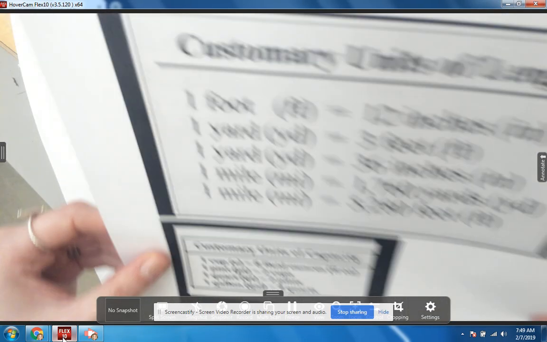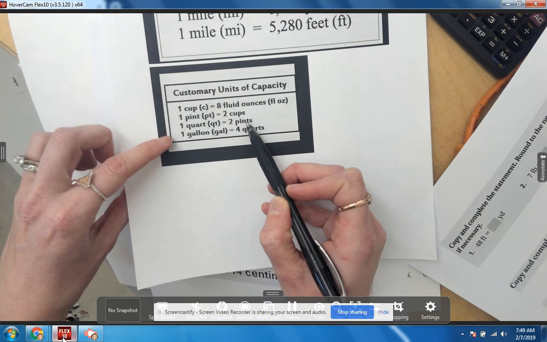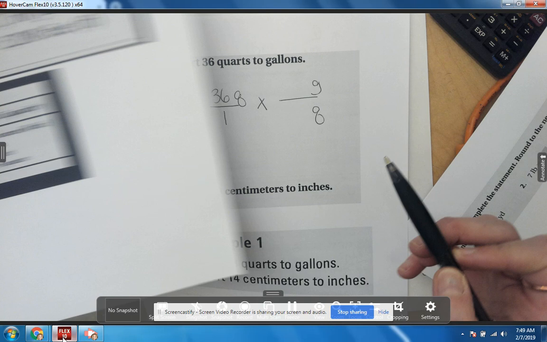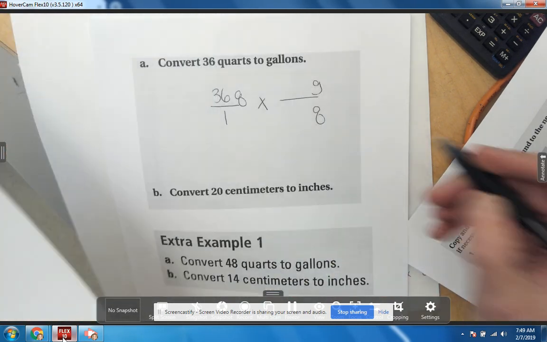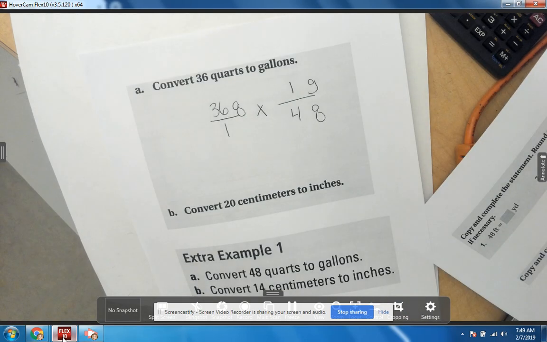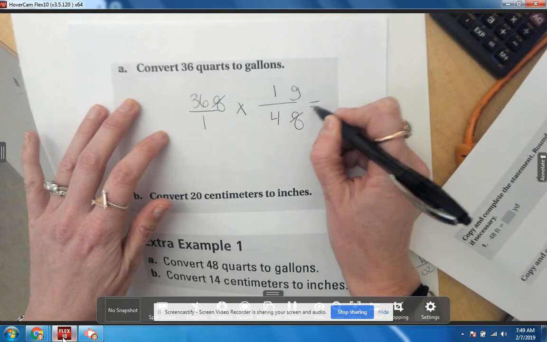Okay. So on here, I have that 1 gallon equals 4 quarts. So if I'm trying to go from quarts to gallons, I have 1 gallon equals 4 quarts. So 1 gallon, 4 quarts. Okay. Now, quarts is going to disappear.